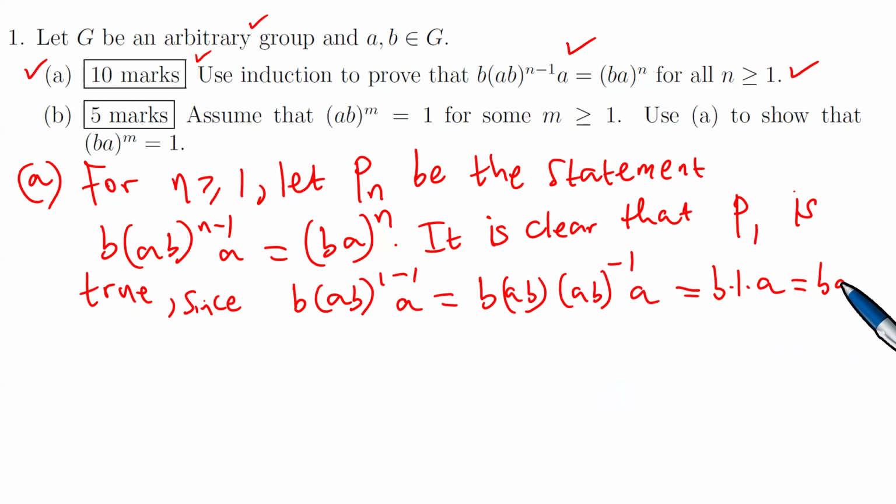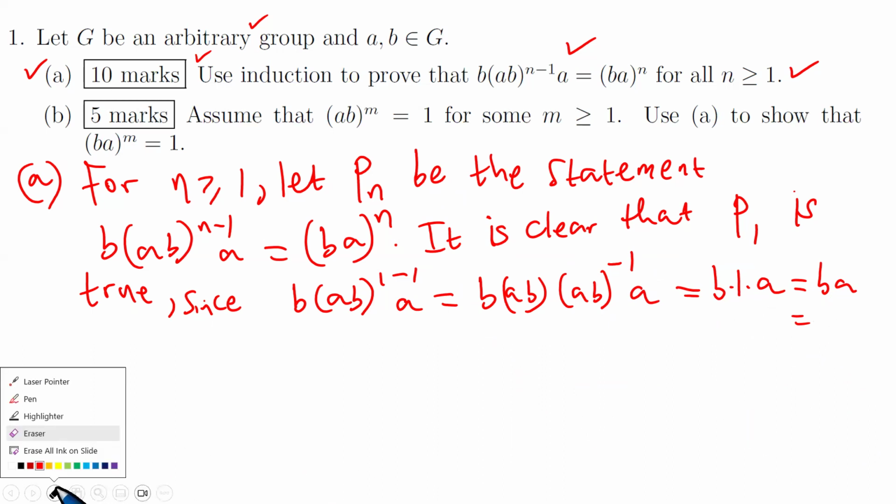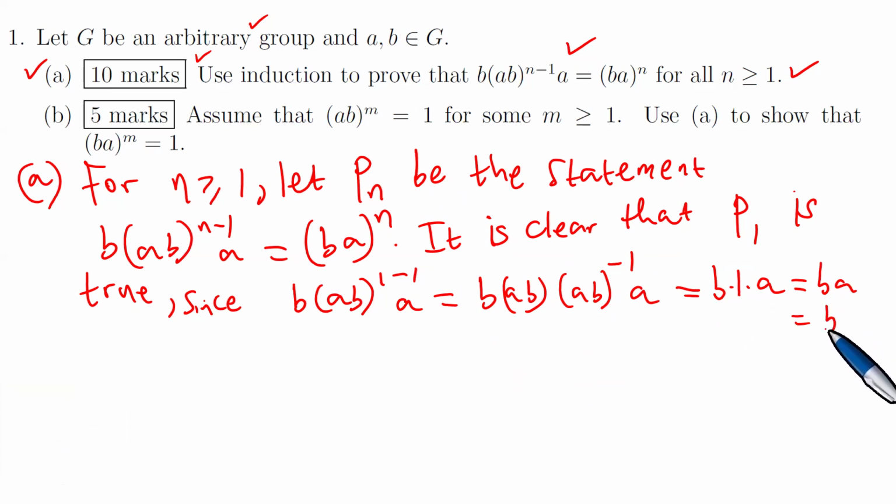And with that mentioned, we are able to see, therefore, that it is actually BA, but it is BA to the power 1. All right, so it is therefore true for n equals 1. It is clear that P1 is true, which means it is BA to the power 1. So it confirms the truth of this, and it is true.